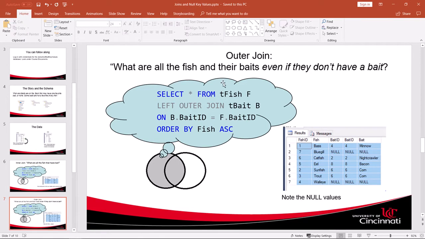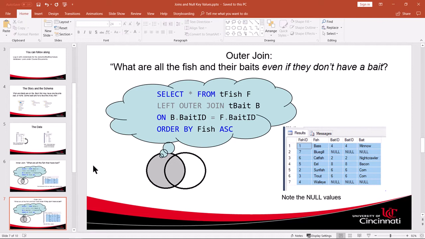In the next slide, we illustrate an outer join. Our Venn diagram is gray where we are getting all the records from a particular table. So we're getting the intersection of the two tables plus all the records in the left-hand table, regardless of whether there was a corresponding value or not in the foreign key primary key relationship.